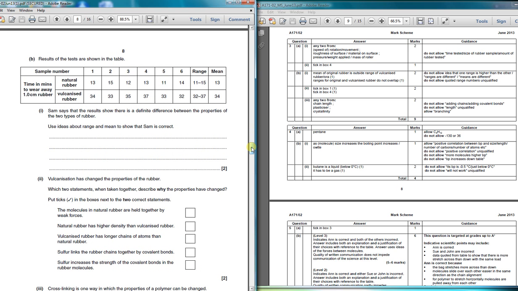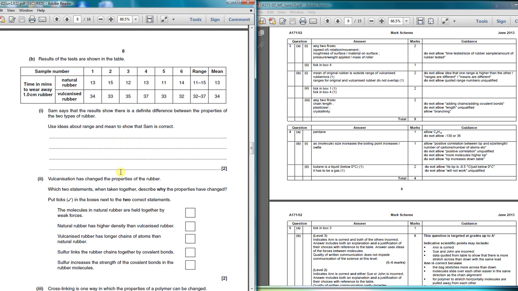Okay, question 3b, here we go. There are some results of the tests from question 3a. You've got time in minutes to wear away 1 centimetre of rubber. You have 6 different samples for both natural and vulcanized. They've given you the range from smallest to largest for both of those, and they've given you the mean average for both of those as well.